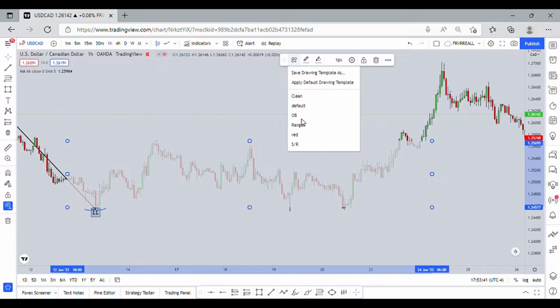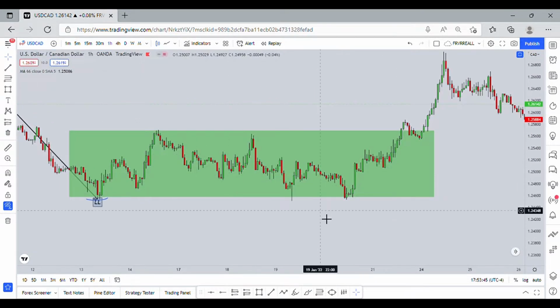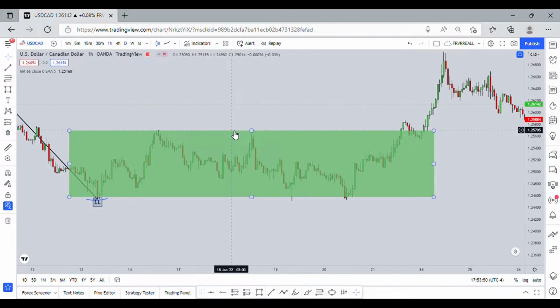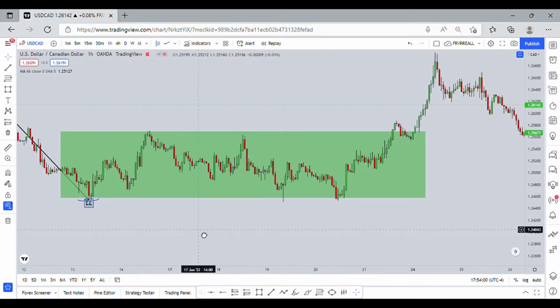So you can see that the market is in a range over here, right? It's not breaking the bottom, it's not breaking the top. So you want to stay away from these markets until it switches back into a determined trend, where you can identify higher highs, higher lows, or lower lows, lower highs, right?